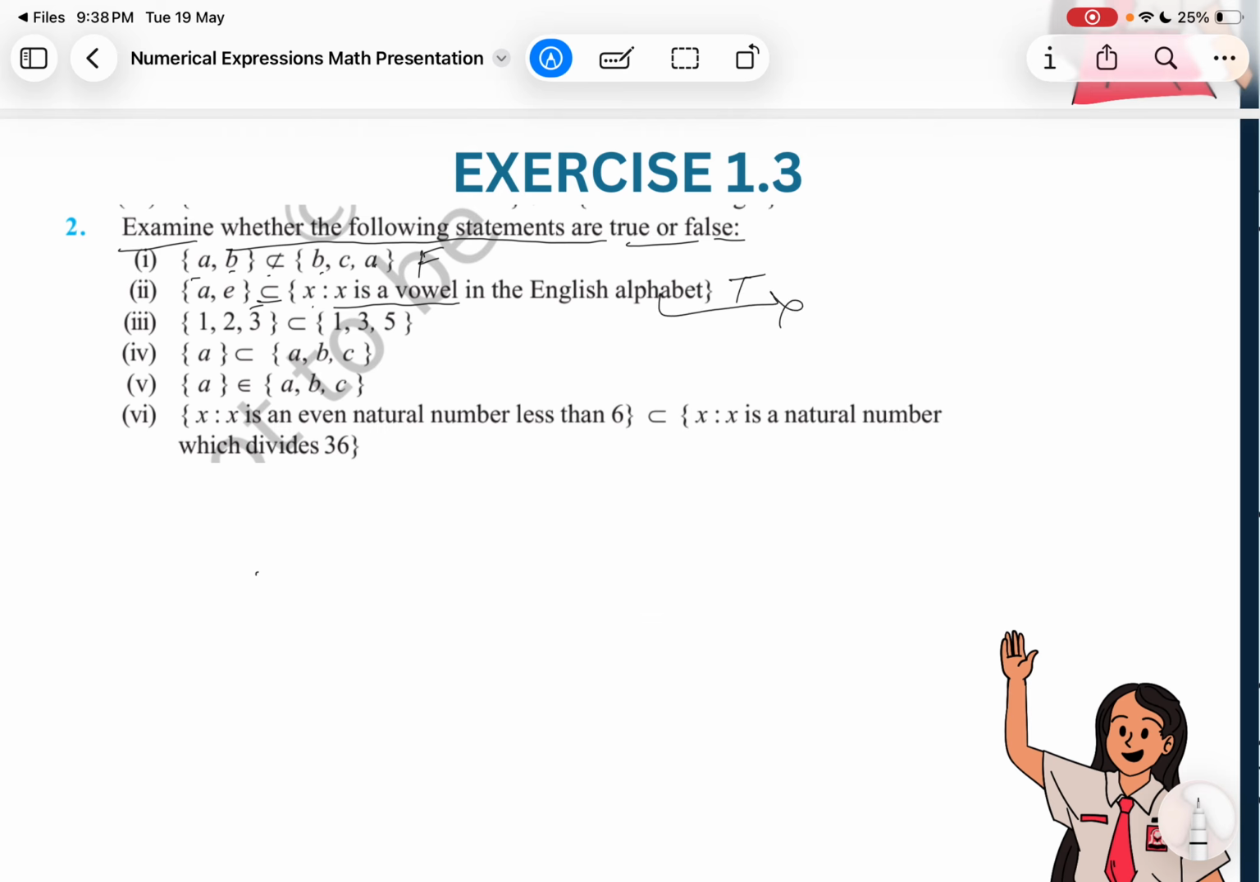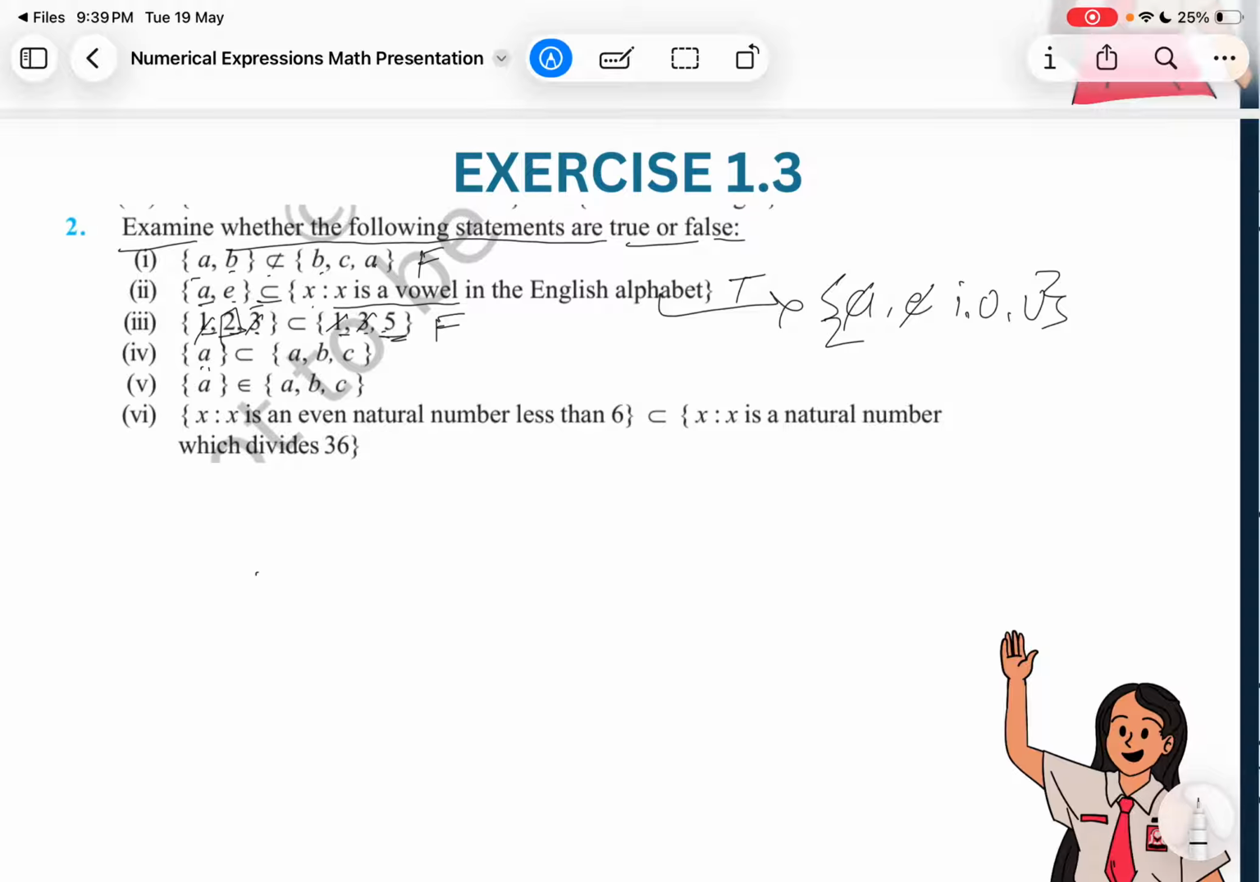If we write this in tabular form, it will be A, E, I, O, U, right? So here we can see A and E are there. Now 1 2 3 is a subset of 1 3 5. This is false. Why? Because we have 1 here, okay, 3 here, but 2 is missing in this set, so this is false.